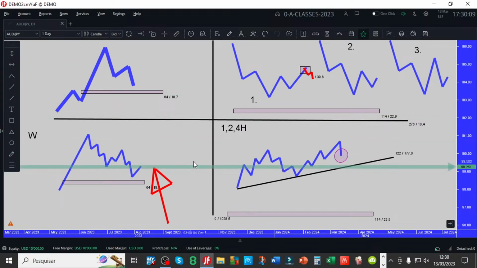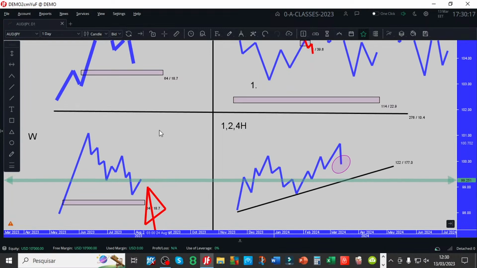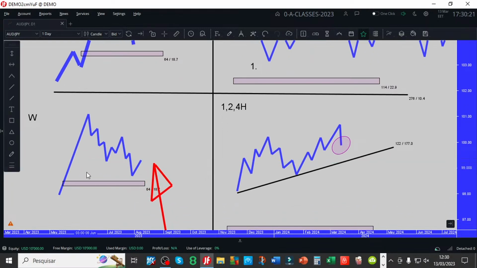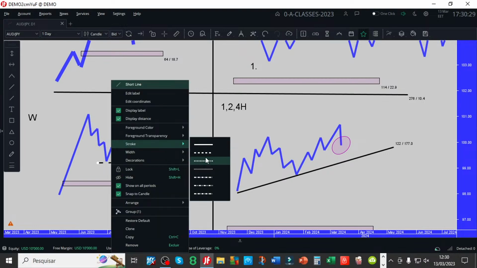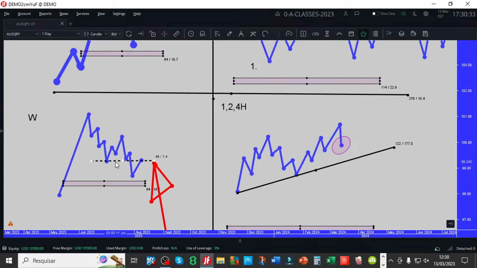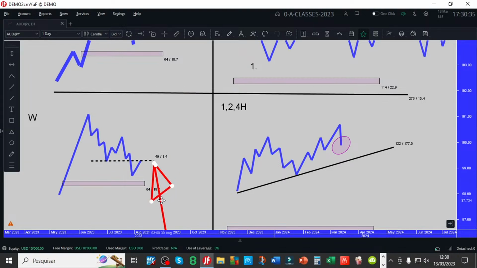Where is the weekly, everybody? See how the daily and the weekly align? Everybody, I'm going to delete the line, but this is what you've been training. This is what you should train. This is spatial intelligence. You should spot. It's going to take some time, fair enough, but you should spot.